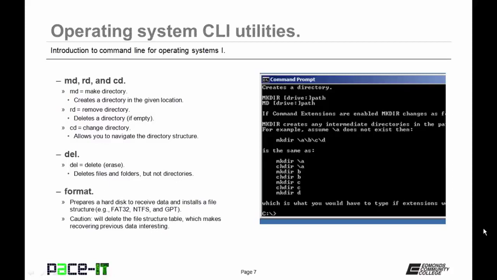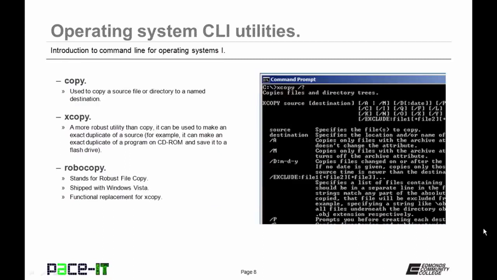Then there's Format. This prepares a hard disk to receive data and installs a file structure, as in FAT32, NTFS, or GPT. Caution: if you use the Format command, it will delete the file structure table, which makes recovering previous data rather interesting. Now let's move on to some copy commands.